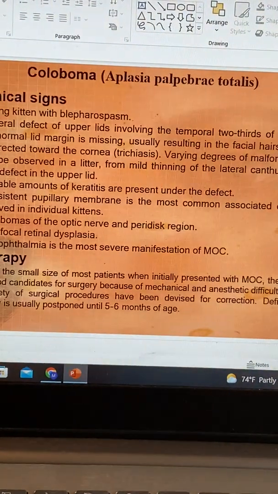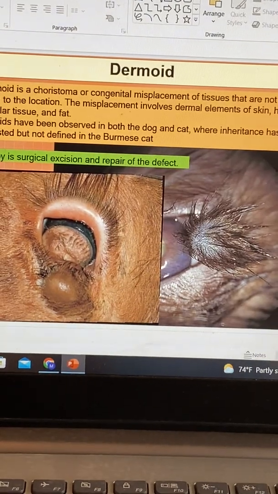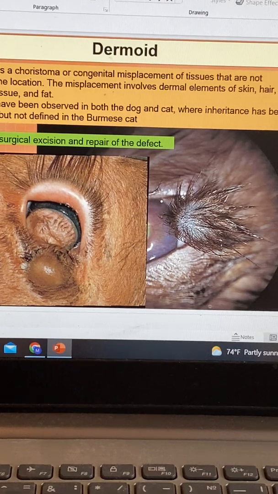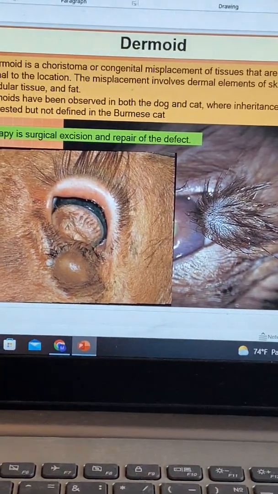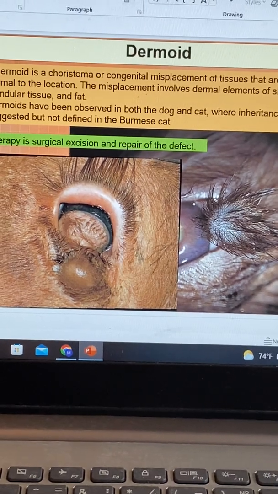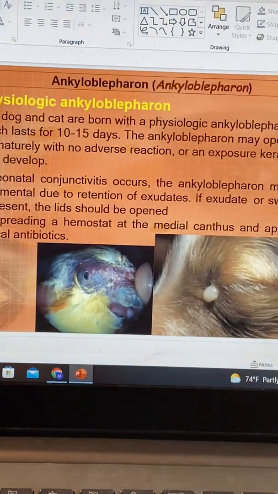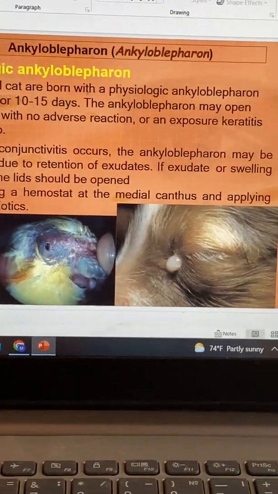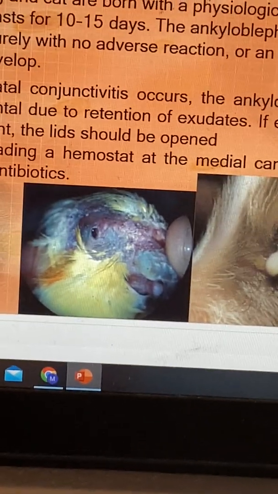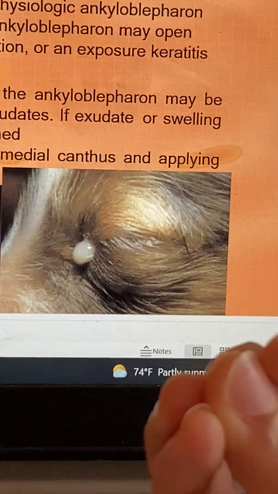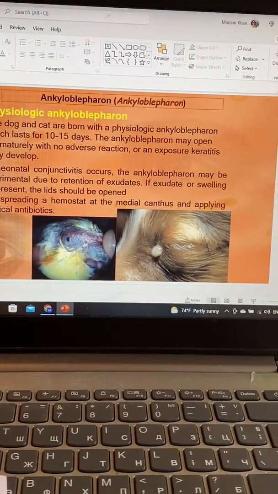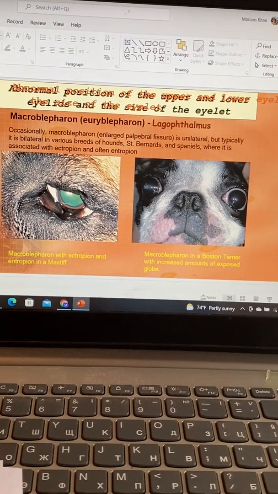A dermoid is where you have tissue that shouldn't be there, like skin with hair, for example, which is quite common. It's congenitally misplaced and you just remove it through an operation because it causes irritation of the eye. Next you have ankyloblepharon. These aren't great pictures, but I'll try and explain it. This is where the eyelids basically fuse together because of a bacterial infection. And actually this has happened to Menor, so I've seen it.